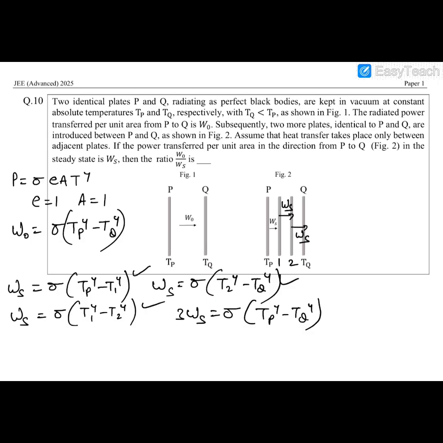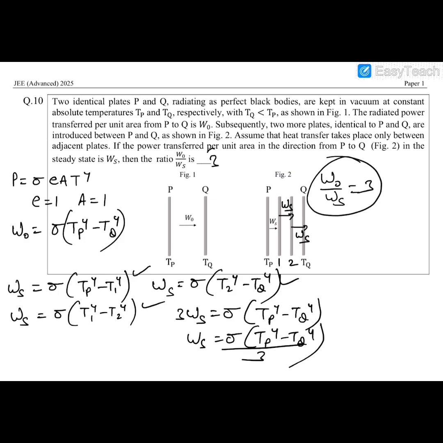Okay, and Ws will be equal to sigma Tp to the power 4 minus Tq to the power 4, divided by 3. And we have to find out W naught by Ws. So W naught by Ws will be, this is divided by 3, so it would be 3. So the correct answer will be 3. Now we move on to the next question.